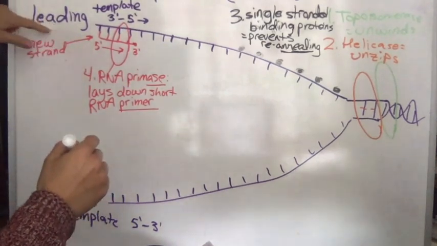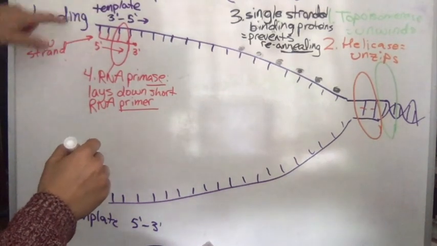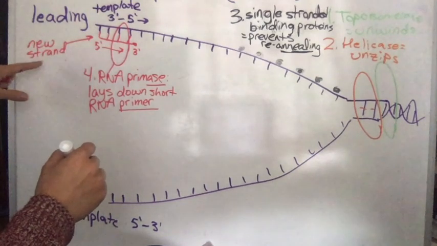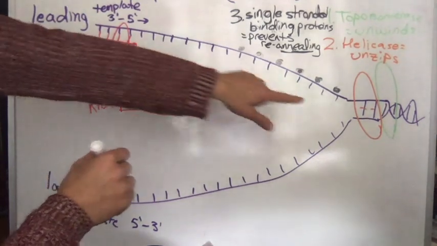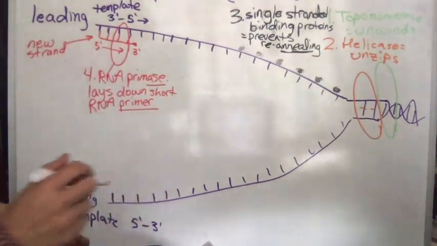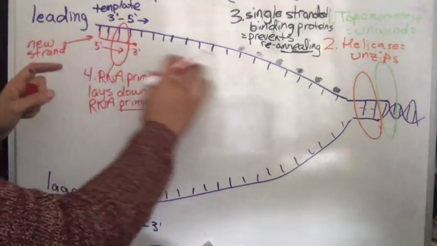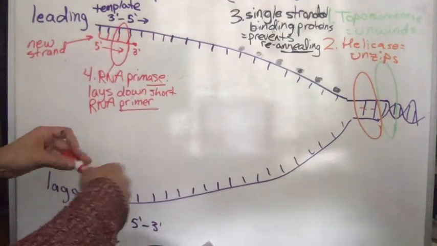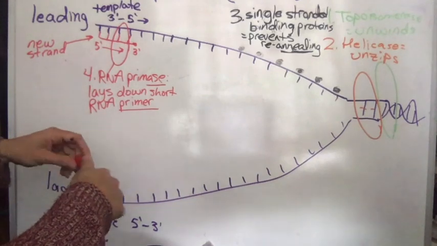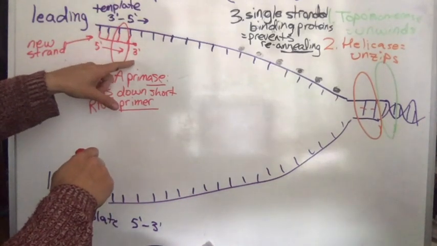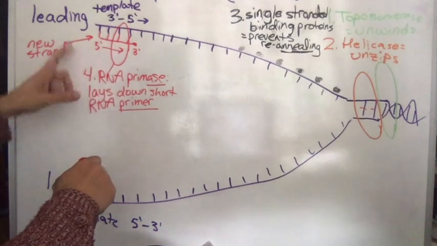And for the leading strand, although the template is 3' to 5', the new strand for the leading template over here will be from 5' to 3' in the direction of the replication fork. That is the most important thing to understand, that we are always talking about in the direction of the replication fork. So there's the RNA primase. It lays down a short RNA primer, and this allows for that 3' carbon to be available now for replication.